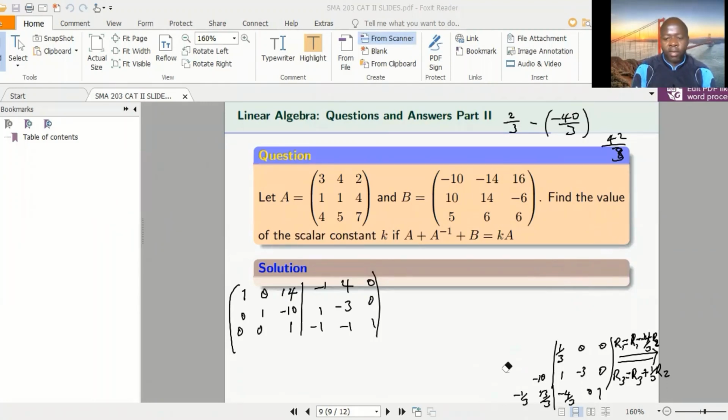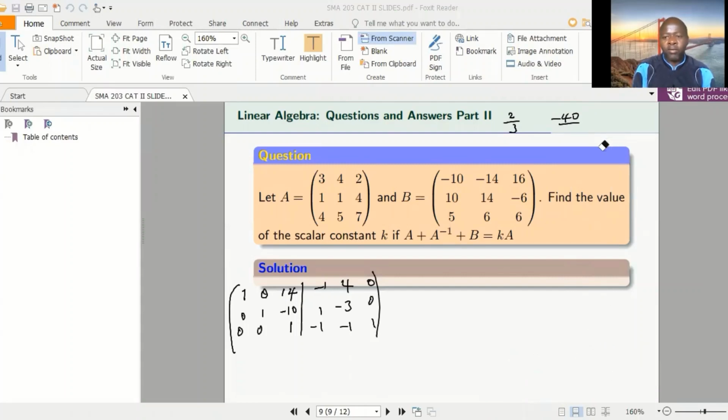Find the inverse by Gauss Jordan. Of course, you have the other method. This question did not specify the method for you to use in determining the inverse. So you just choose the method you think is easy and fast. Now we have this one. We use it to create a 0 here and a 0 here.